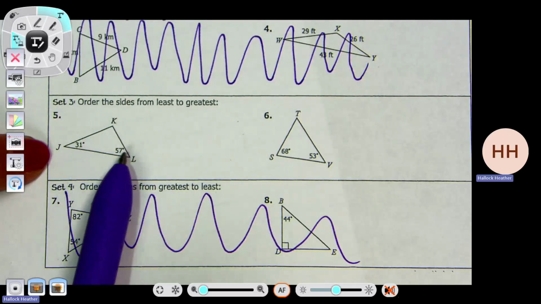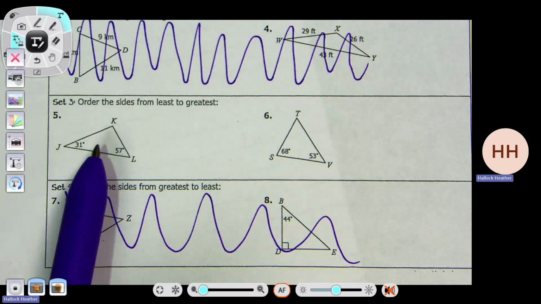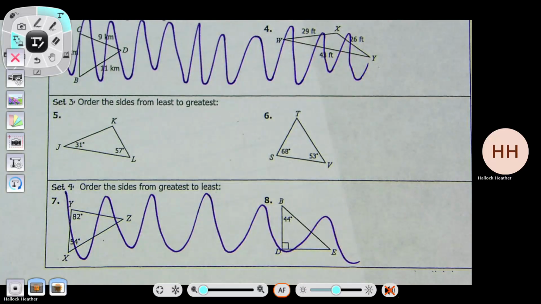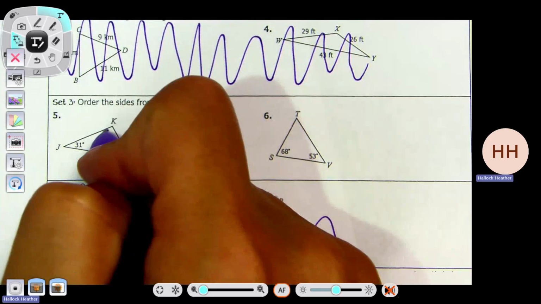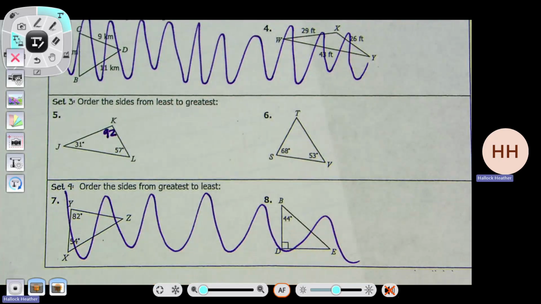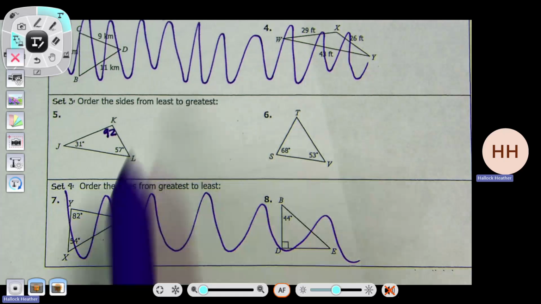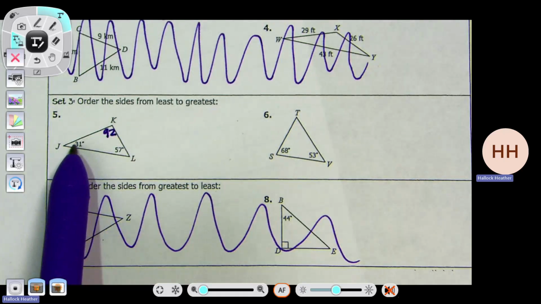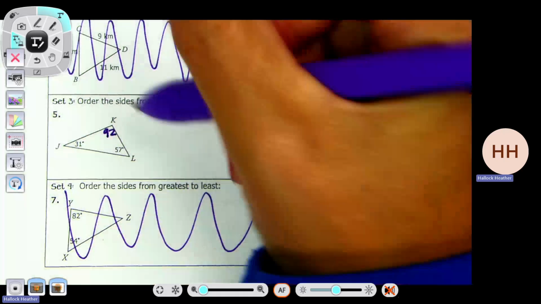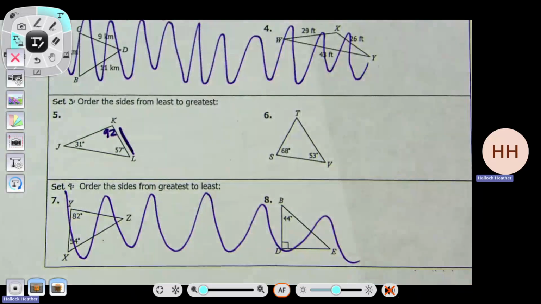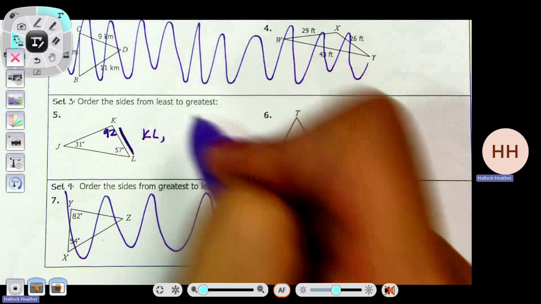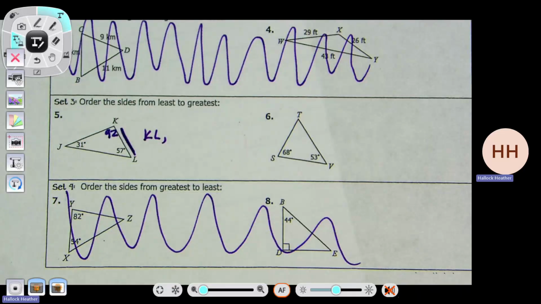You have a missing angle, a triangle adds to make 180. So how much is that missing piece? 92. So we're going to order the sides from least to greatest. If you have eyeballs and you can tell which one's the smallest side, you can use your eyeballs. If you don't have eyeballs, you can use the math. 31 is the smallest angle, so it's opposite of the shortest side. Smallest angle, shortest side. So KL should be first. If you have eyeballs, you should be able to look at it and tell that's the smallest.